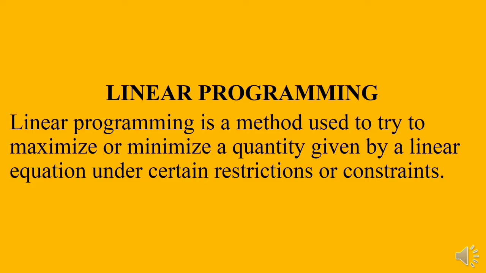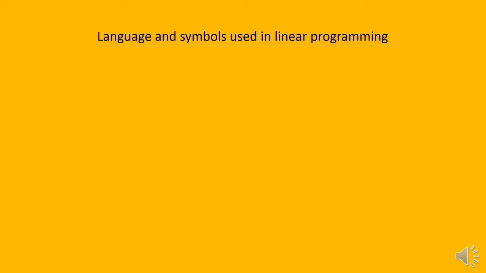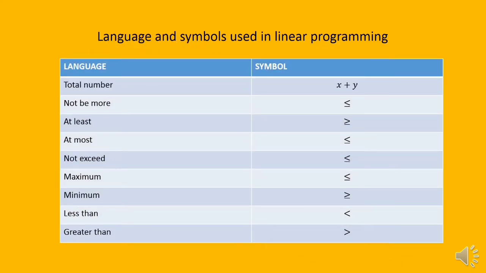So you want to make chairs and tables, so you must know what number of chairs and tables to make. Then you must also know the language and symbols used in this topic for linear programming. It's very important, and this is the foundation that you must understand. So let us see how we can know the language that they use. If you check this table, this side you have language, and the other side you have symbol.